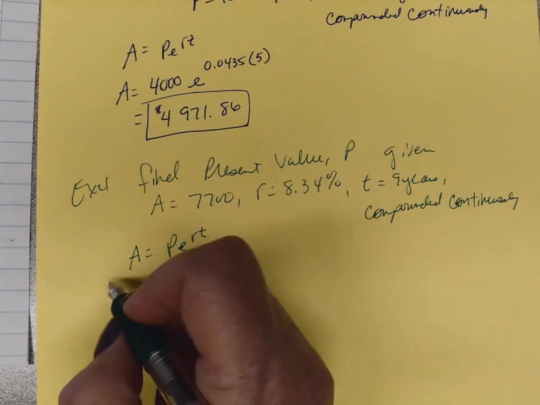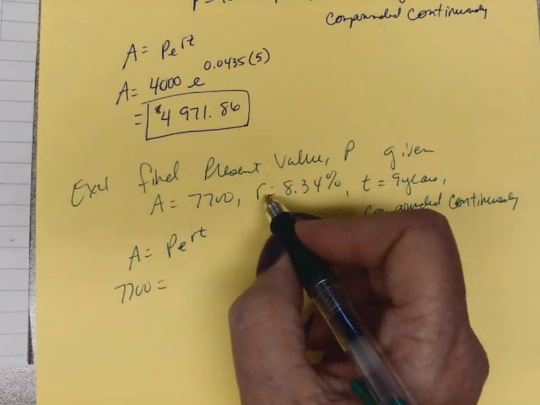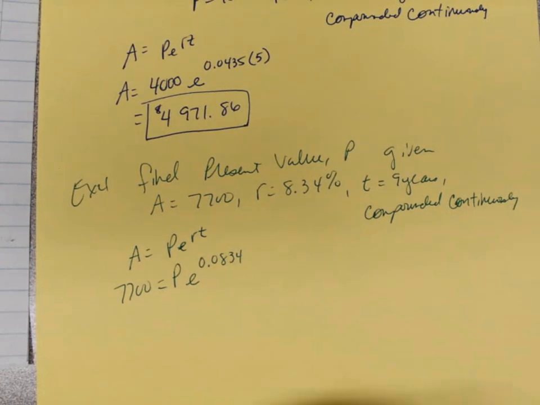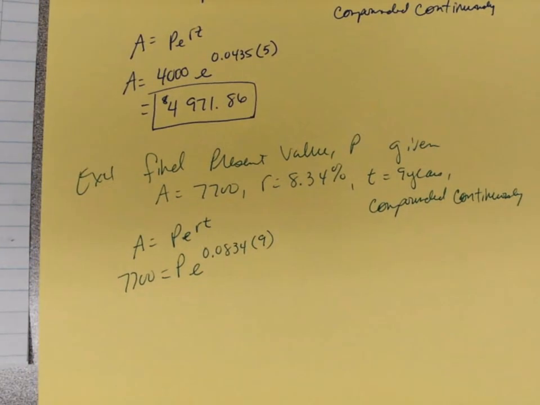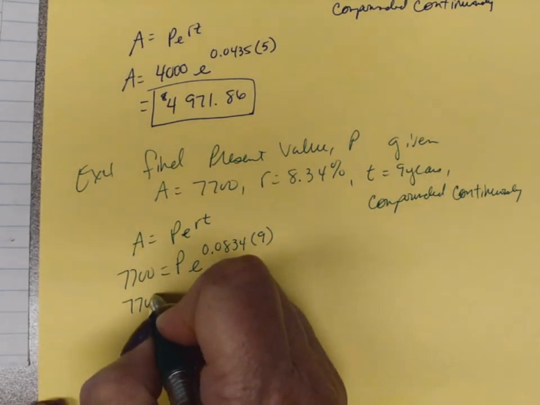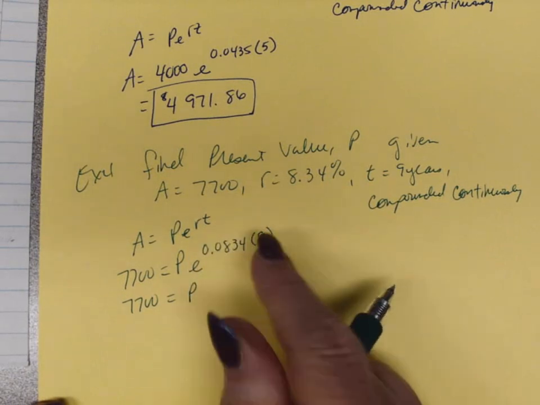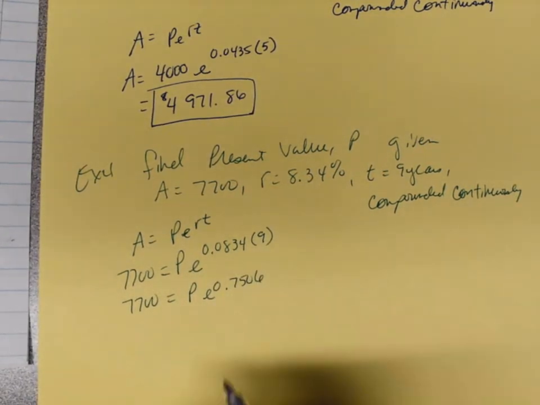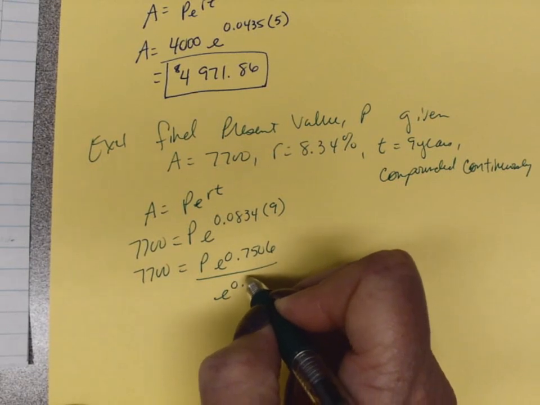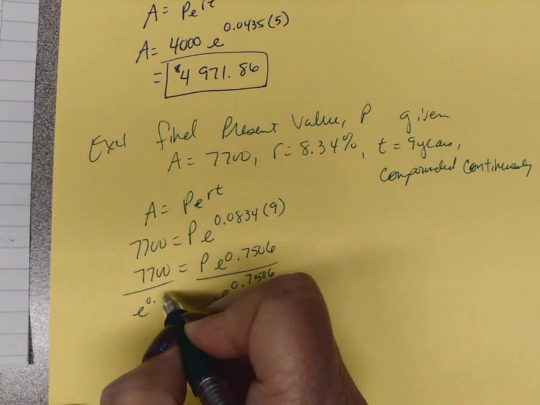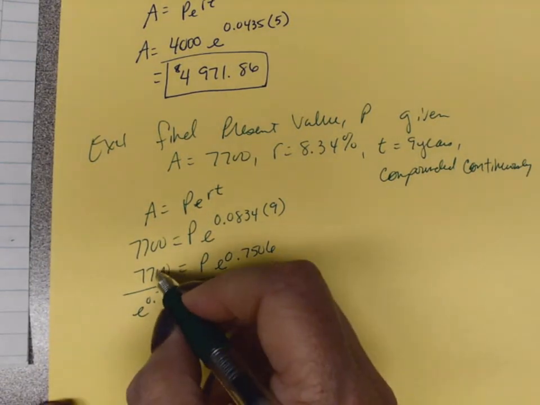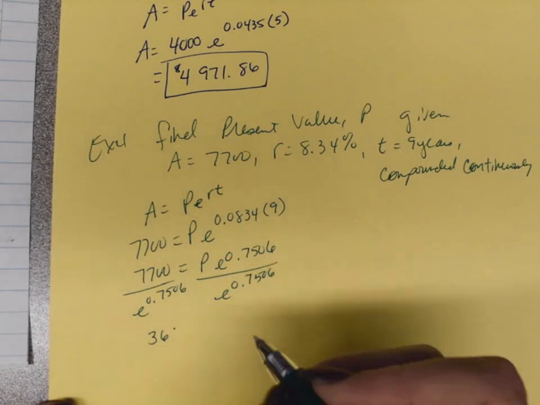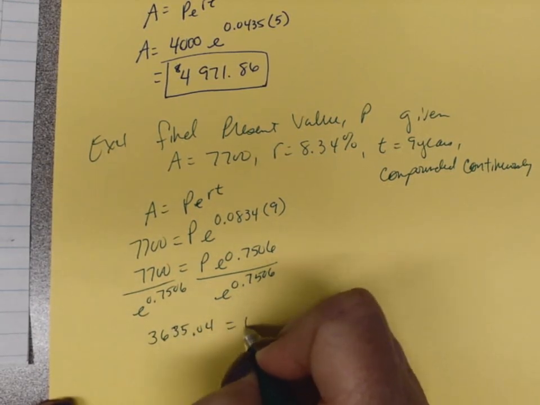We're going to plug in our values again. So A is 7,700 equals to our P. We need to find e to the 0.0834, again as a decimal, and t is always done in years, and it's 9. So this will get us 7,700 equals P. I'm going to multiply this, so we get e to the 0.7506. So I multiplied my exponents to simplify it a little bit. And again, I'm going to divide by the e to the 0.7506. So 7,700 divided by that, e to the 0.7506 will get us $3,635.04 is equal to our P.